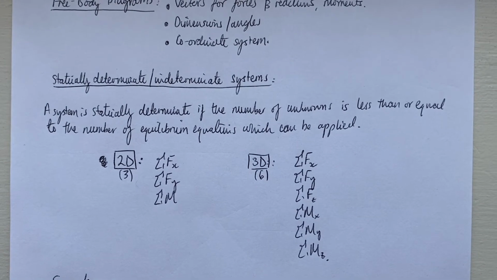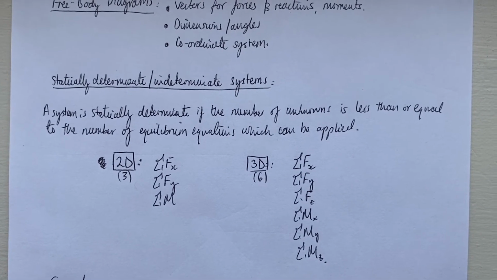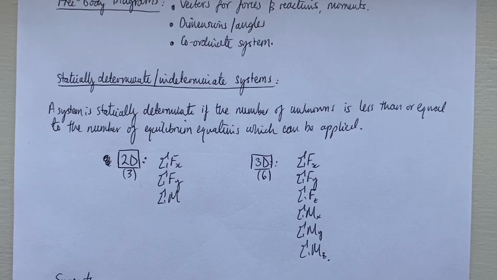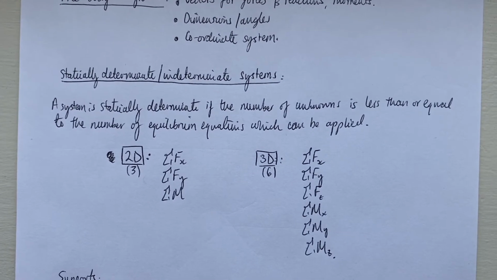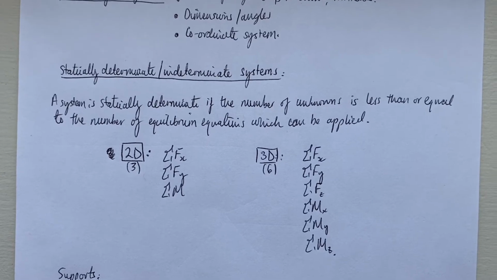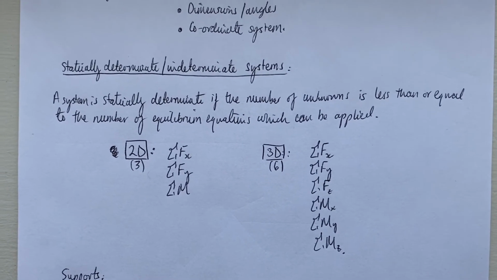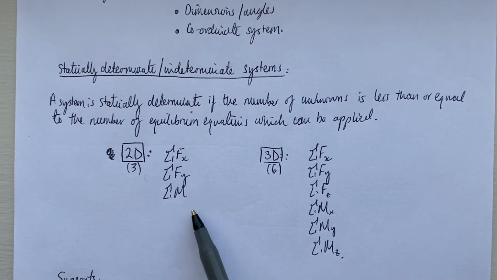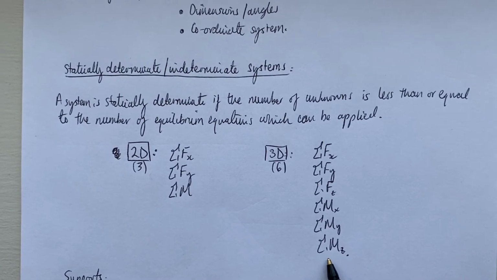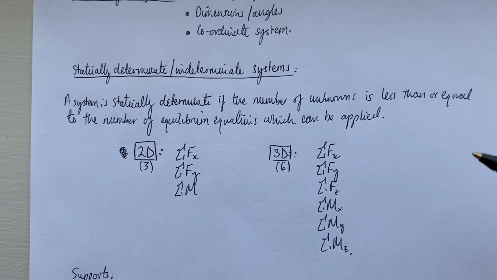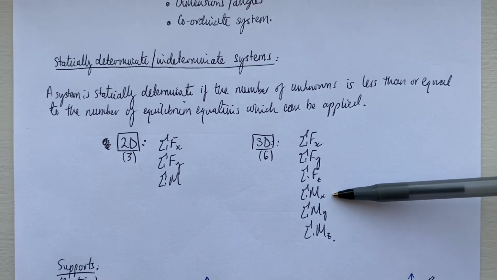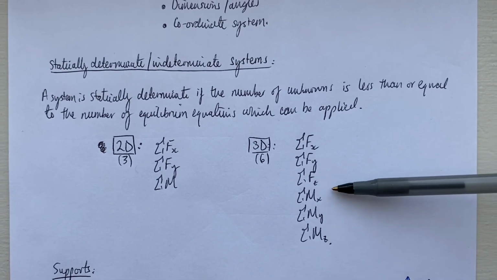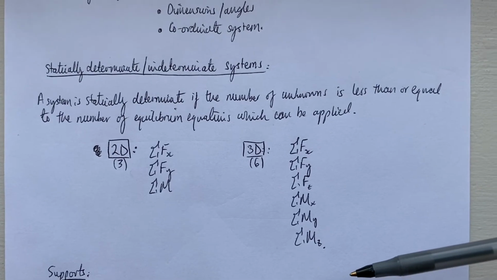And essentially, to have a statically determinate system, we need less than or equal unknowns to the number of equilibrium equations that can be applied. So in 2D, that's 3, and in 3D, that's 6, right? Because in 3 dimensions, we have the sum of the forces in the XYZ directions, and we also have the sum of the moments in the XYZ directions.